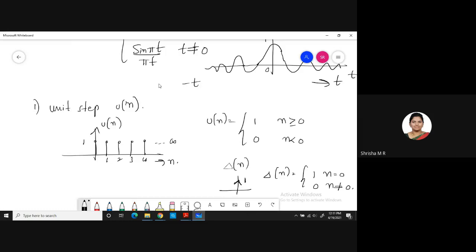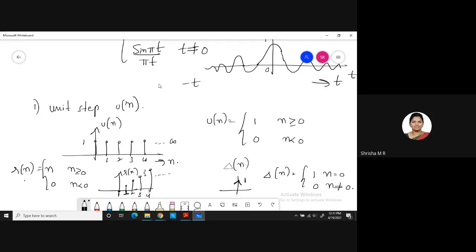And the ramp you represent as r of n. r of n is equal to n for n greater than or equal to 0, and it is equal to 0 for n less than 0. So this is a ramp signal, r of n. At 0 it will be 0, at 1 it will be 1, at n equal to 2 it will be 2, at 3 the amplitude will be 3, at 4 the amplitude will be 4. It goes on.